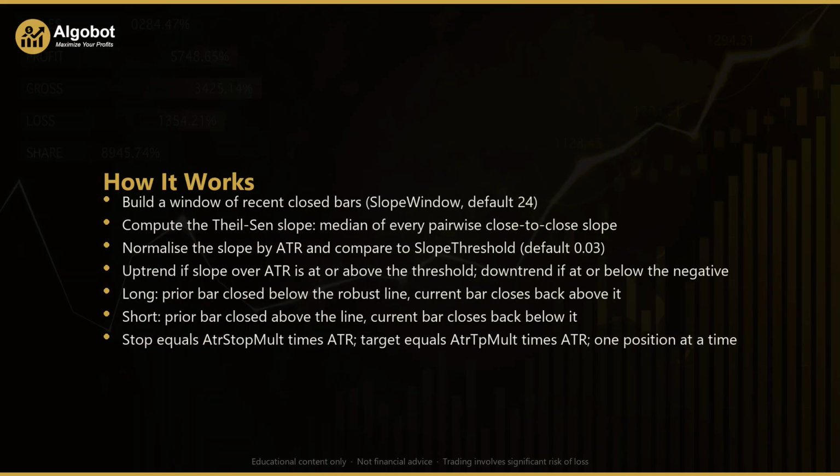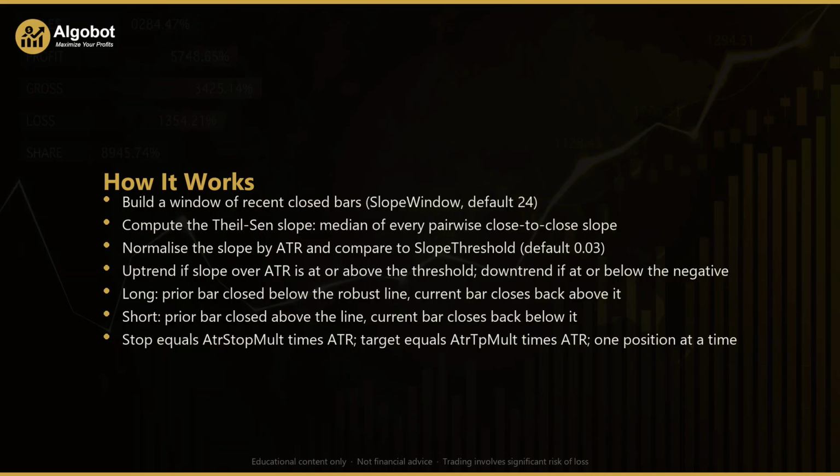Everything the Median Slope Trend Writer does is measured on fully closed bars, so the signal never repaints. That means what you see in the backtest is what you would have seen in real time. First, the strategy gathers a window of recent closing prices. The size of that window is set by the SlopeWindow parameter, which defaults to 24 bars. Think of this as the trend memory. Inside that window, it calculates the slope between every possible pair of closes and takes the median of them all. That median is the robust Theil-Sen slope.